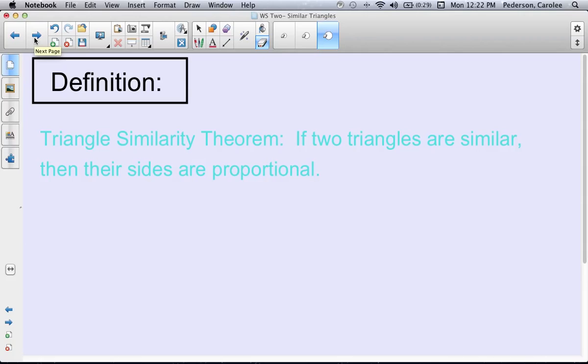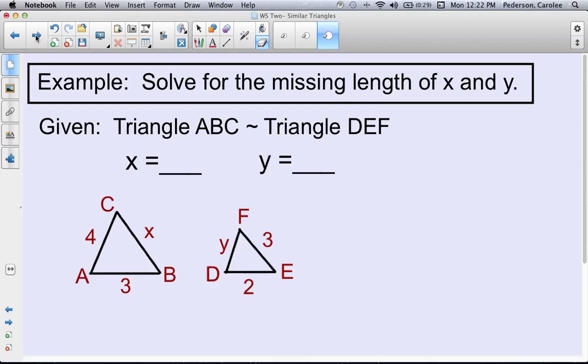Do not need to write this definition down. The triangle similarity theorem says if you have two triangles that are similar, then their sides are going to be proportional. So let's go on to our first example. Go ahead and write down the figure to these two triangles.